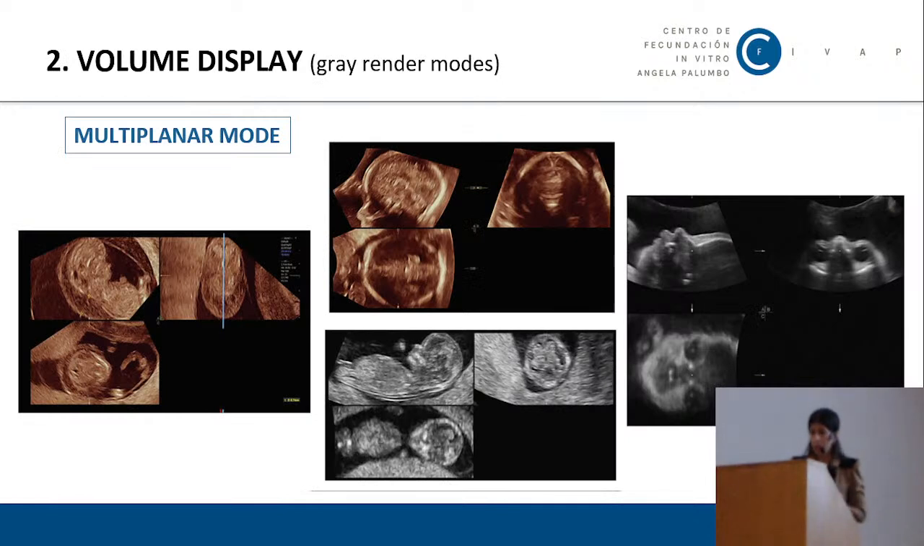After the acquisition of the image, we need to determine the volume display that we want to use for the area that we want to evaluate. Here we have the multiplanar mode that shows the 3 conventional scan planes. And by rotation and translation movement, any arbitrary plane of the fetus can be visualized in the multiplanar display mode.